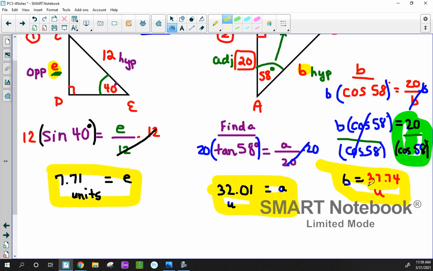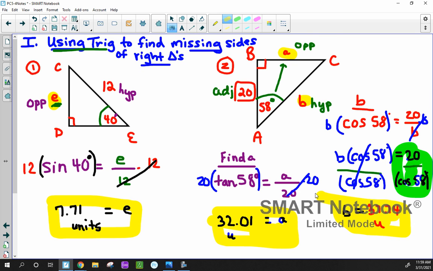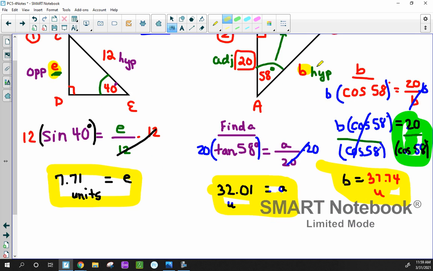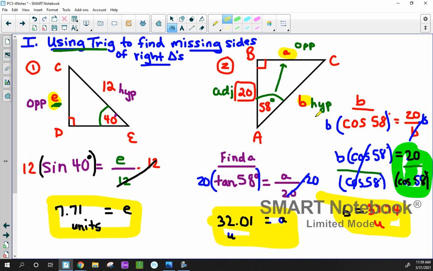Okay. So there's my two missing sides. This side's 32.01, and this side is 37.74. 37 is obviously bigger than this, and I would hope it would be, because that's the hypotenuse, and remember the hypotenuse has to be longer than the other sides. Okay, so again, that's just using trig equations to help you find missing sides of right triangles. So that's really pretty much learning target 1.